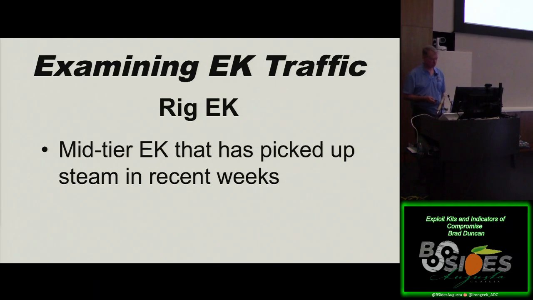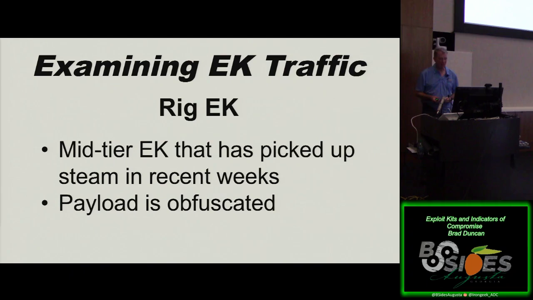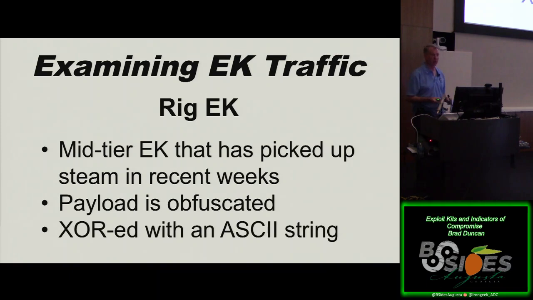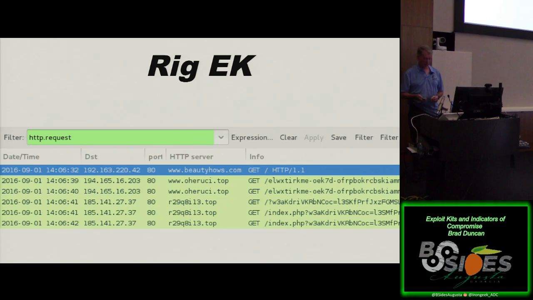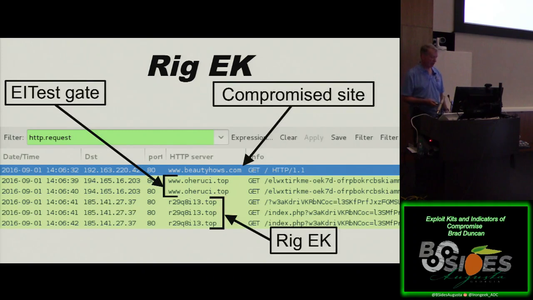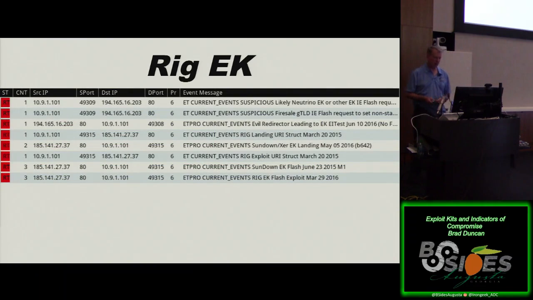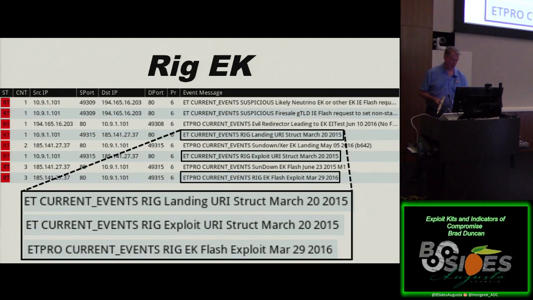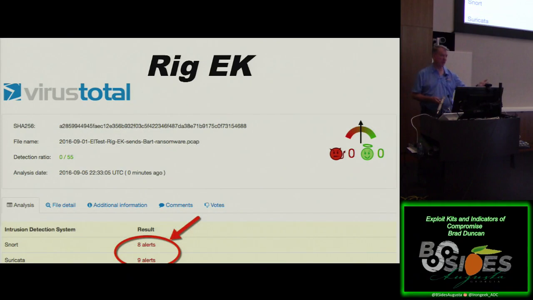The payload for Rig Exploit Kit is obfuscated. How is it obfuscated? It is XORed with an ASCII string, and I'll get to that later. So if I were to open up a PCAP of traffic exploited, in this case, through the EI test campaign, you've got your compromised website, you've got what we're calling the EI test gate, and then you've got Rig Exploit Kit. If I'm running it through Security Onion like I did before, I see a bunch of events for Rig Exploit Kit. Once again, I can submit the PCAP to VirusTotal and see the same information, so I don't need to set up a Security Onion if I don't want to, for whatever reason.